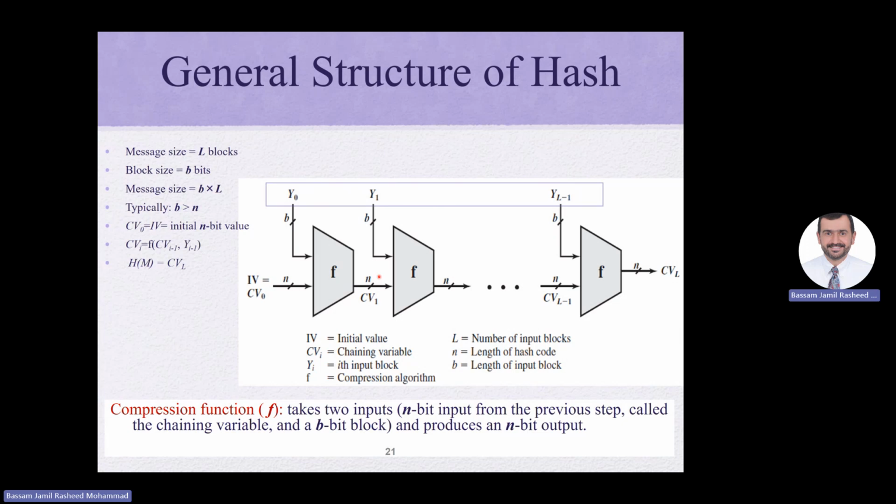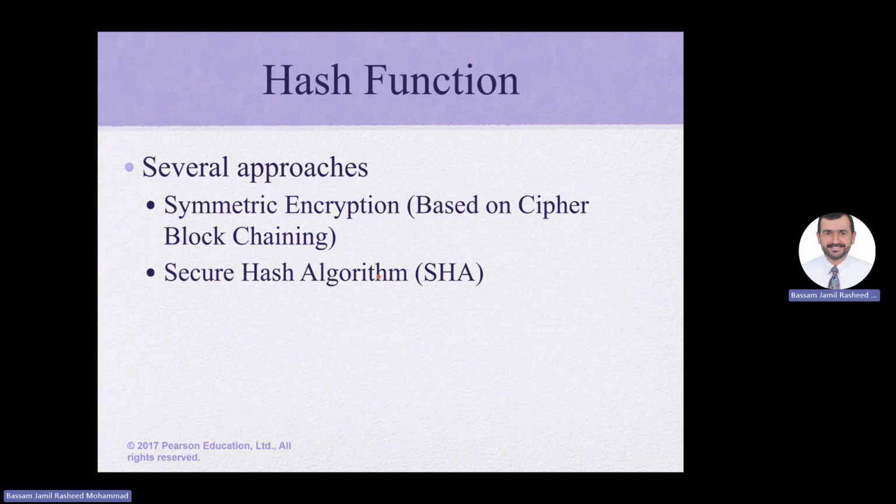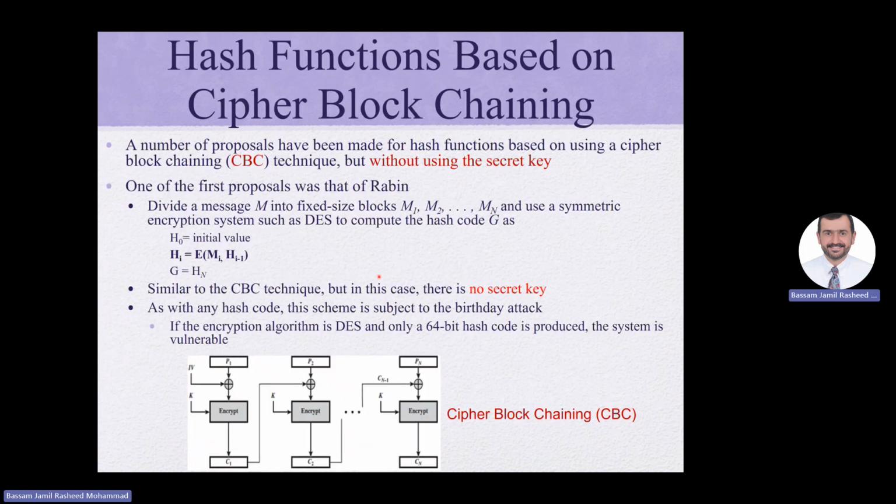This is typically the general structure of a hash function, at least for SHA-1, SHA-2 and SHA-3. Okay, how to implement hash functions? In the past, people used the symmetric algorithm to produce hash functions. A number of proposals have been made for hash functions based on using cipher block chaining, a technique, but without the secret key.